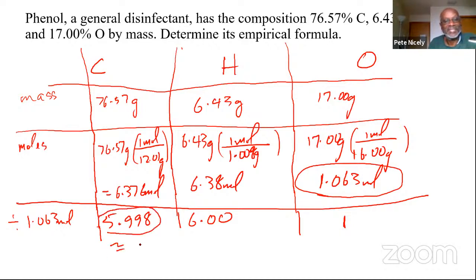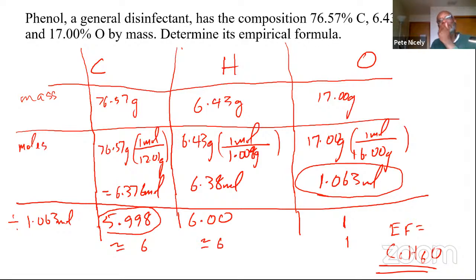So this would be approximately 6, this would be approximately 6, and this would be 1. Therefore, in this case, the empirical formula is equal to C6H6O. And that's how you do that one. All right? Any questions?